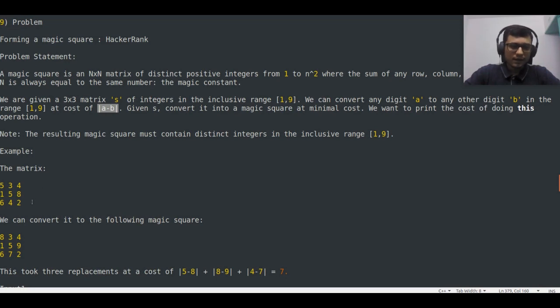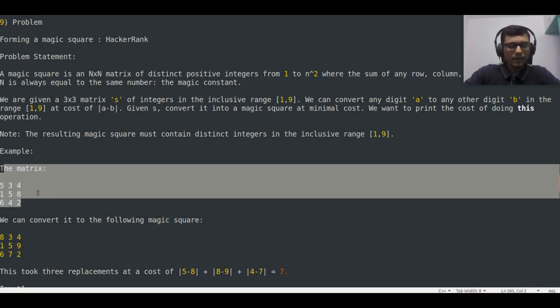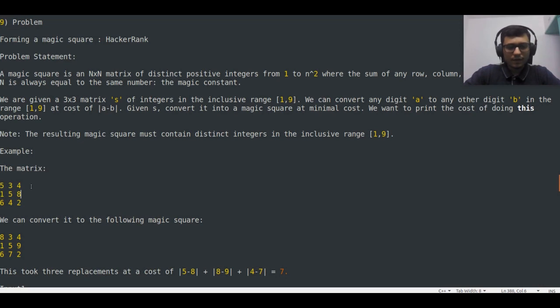So consider this input matrix. Now this matrix is not a magic square, right? Because the sum of values in the first row is 5 plus 3 plus 4, which is 12, and the sum of the values in the second row is 1 plus 5 plus 8, which is 14. Both of them are not equal, so this matrix is not a magic square.